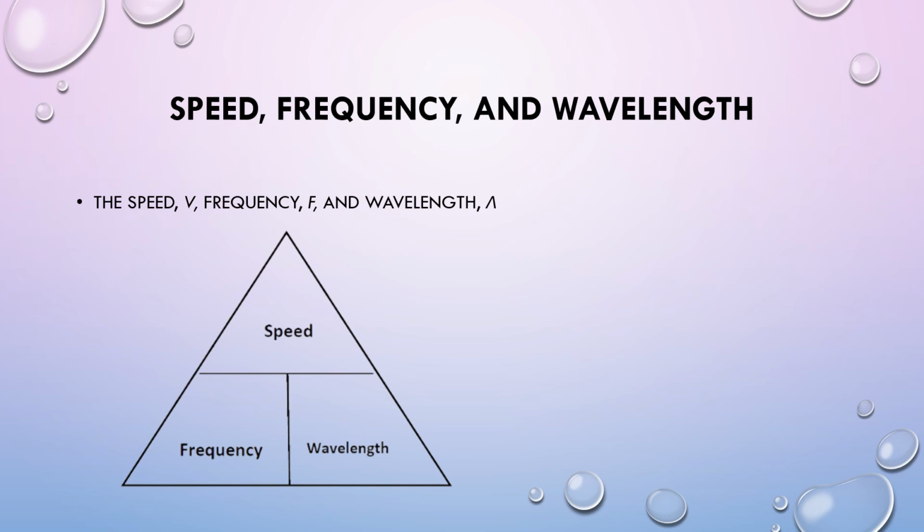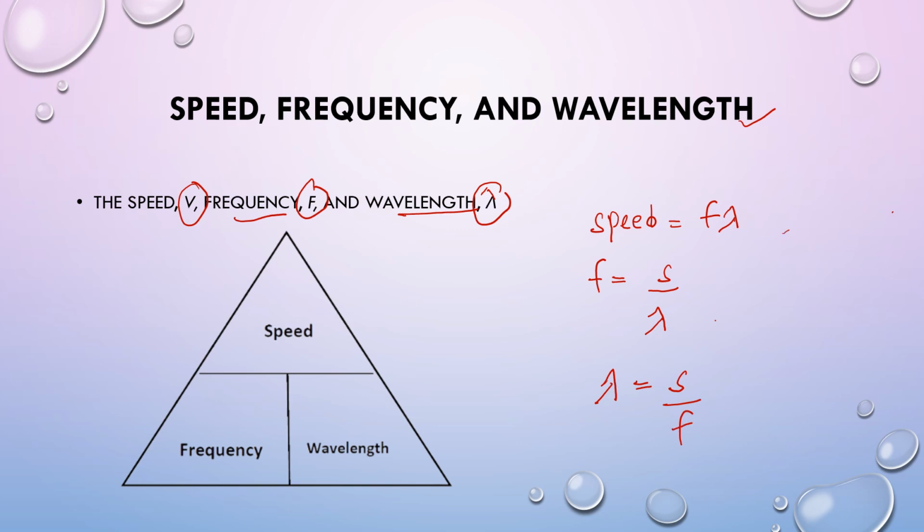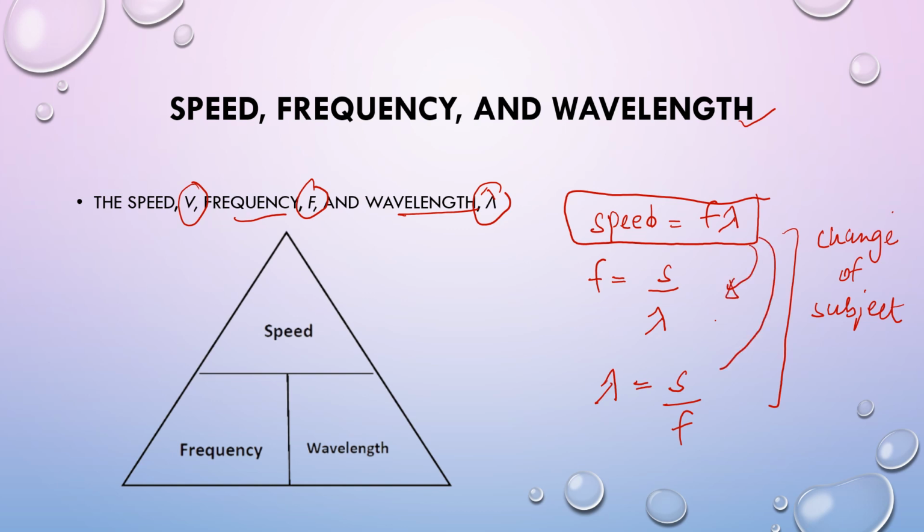Then we have speed, frequency, and wavelength. The speed V, frequency F, and wavelength lambda. When we want to calculate the speed, it's basically frequency times lambda. When we want to calculate frequency, it's speed over lambda. And when we want to calculate lambda, it's basically speed over frequency. This is change of subject. So you can decide to only memorize this and then basically figure this and this out.